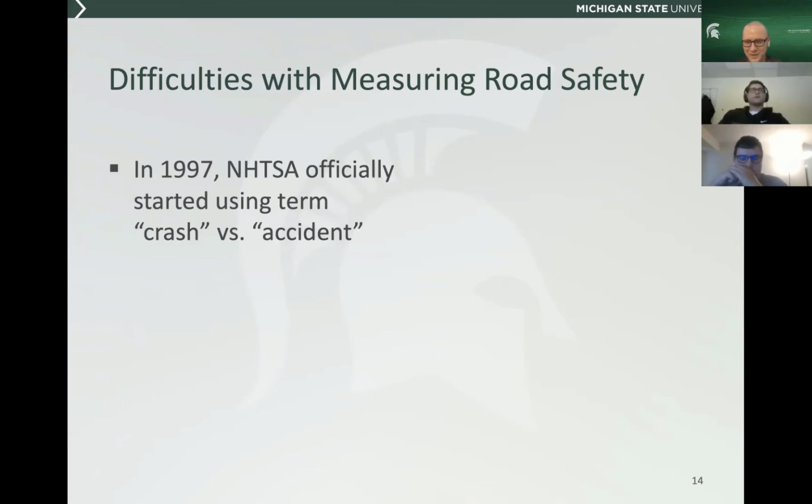And so you probably know where I'm going to be going with this, but back in 1997, NHTSA formally started using the term crash as opposed to accident. Why would they do that? Jordan, any thoughts?